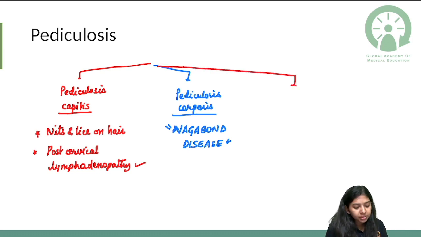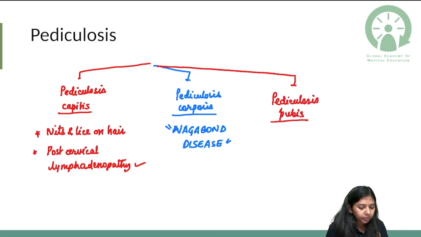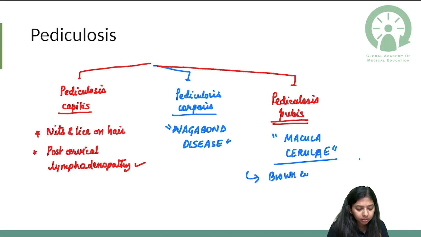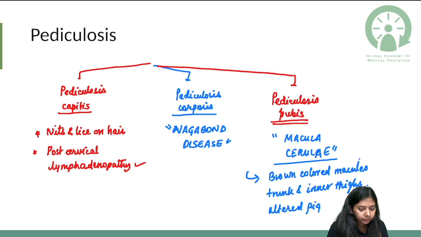And last is pediculosis pubis. One important MCQ point you have to remember here is macula ceruli, right? What are these? These are brown colored macules that you get on trunk and inner thighs because of altered pigment. So macula ceruli is related to pediculosis pubis.